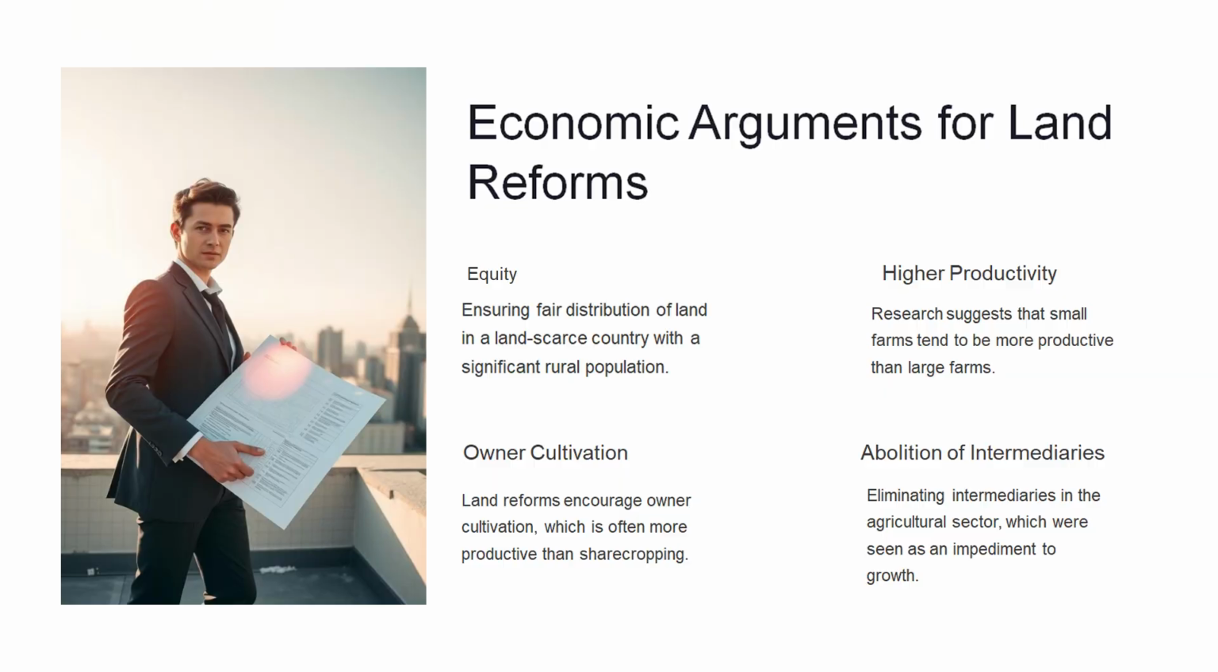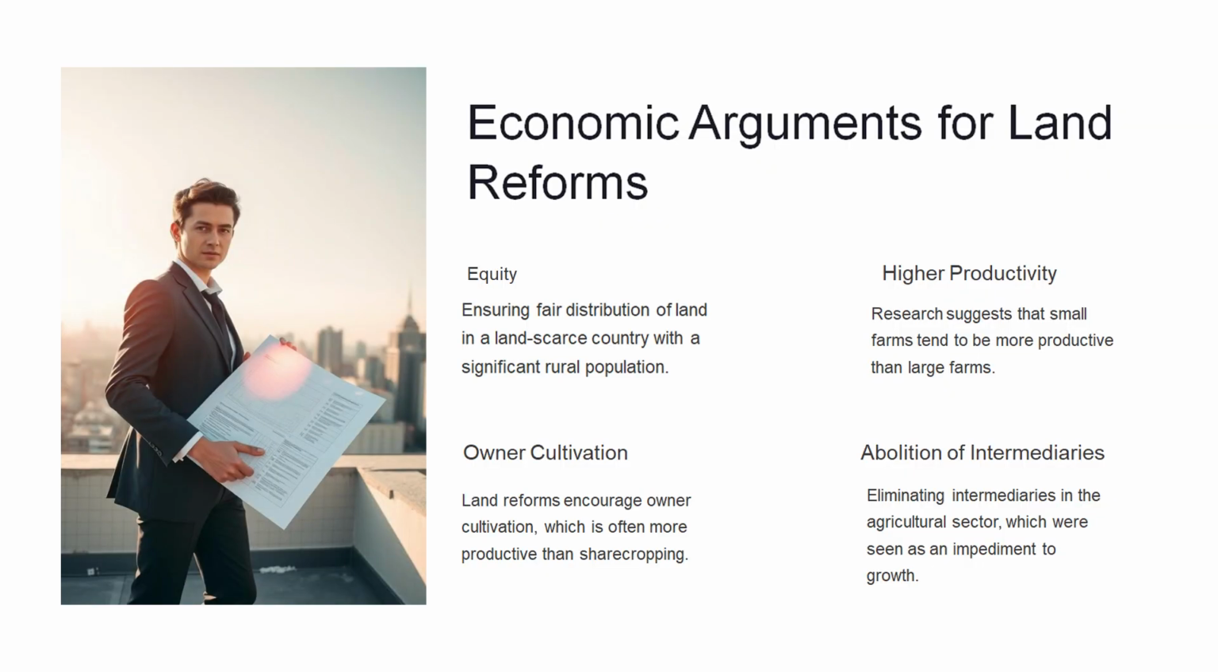Now there is an economic argument in favor of land reform. So what is this? We can discuss this argument in three broad categories. The first one is equity. The most celebrated argument in favor of land reforms in India is equity. In India, which is basically known as a land scarce country, with significant sections of the rural population below the poverty level, land reform ensures the fair distribution of land, and it becomes imperative that everyone has access to a minimum portion of land.